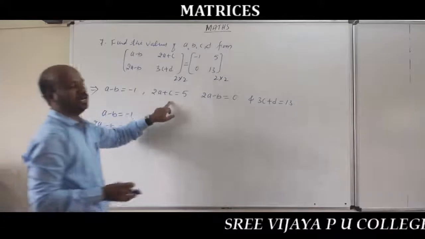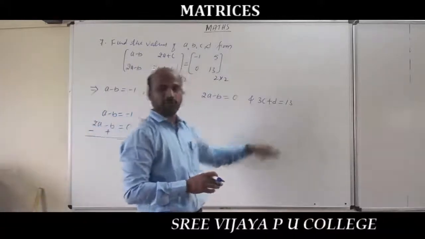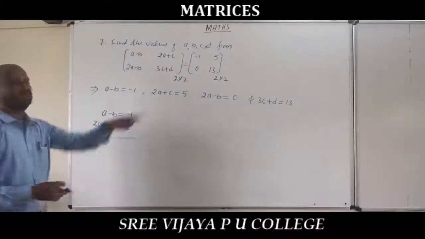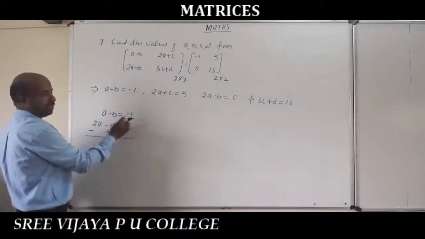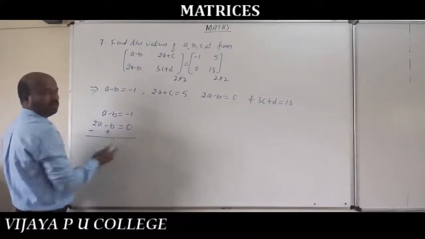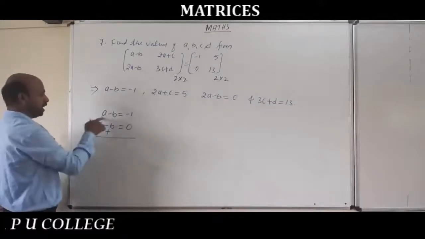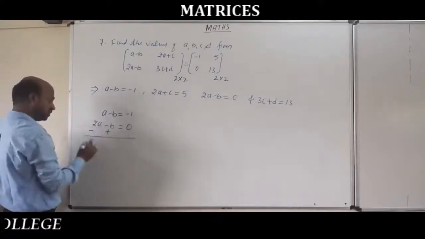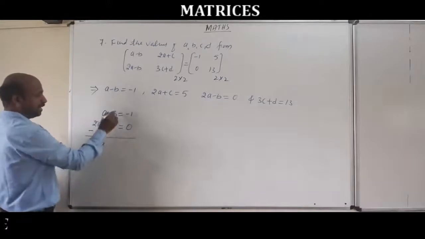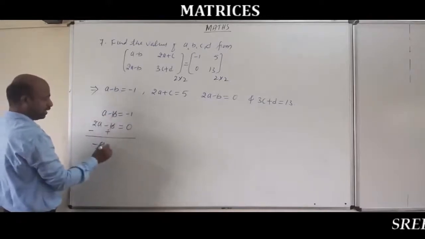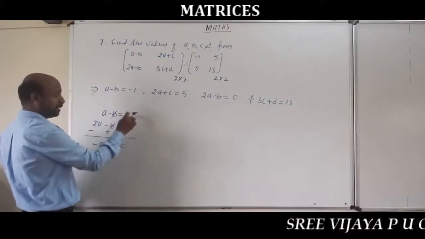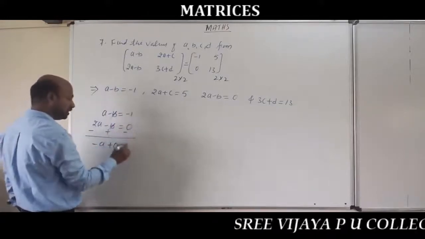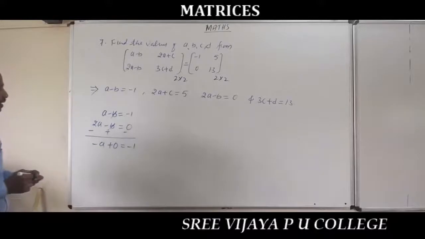First equation, second equation, third equation, fourth equation. Okay. For the first equation and the third equation, we only subtract. So A minus B equals minus 1, and 2A minus B equals 0. A minus 2A is minus A, and minus B plus B cancels. Now 0 minus of minus 1, minus 1 minus 0 is minus 1 itself. I think it's clear.